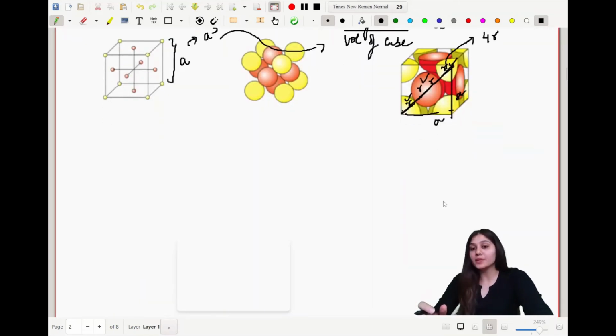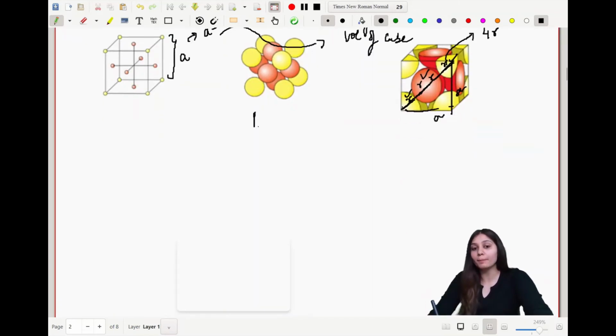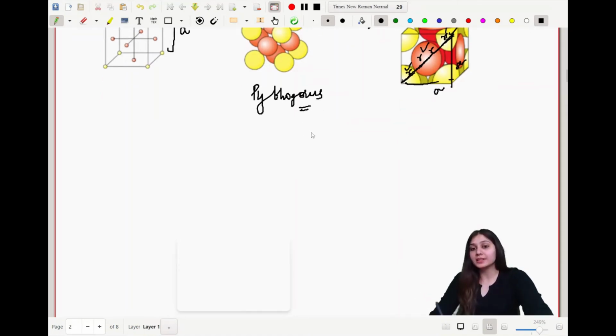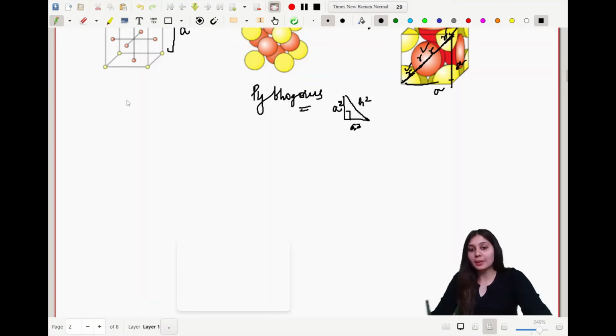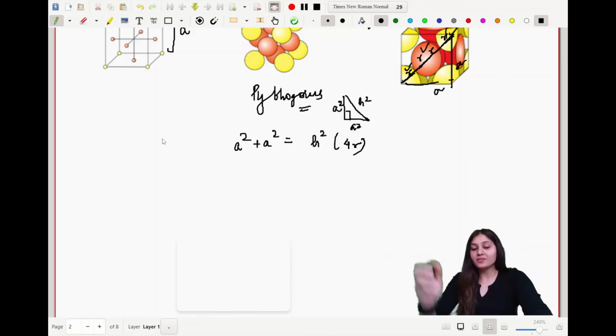And what happens when we have a triangle? We apply something called the Pythagoras theorem. Now what does Pythagoras theorem say? This says that whenever we have a right angle triangle, then the hypotenuse square, hypotenuse is the longest side, is equal to the addition of the squares of the two different sides. So we have a square plus a square is equal to hypotenuse square, right? So we'll just put it here. We have a square plus a square is equal to the hypotenuse square, which we know is 4r, which you have already discovered. So it's 2a square is equal to the hypotenuse square.